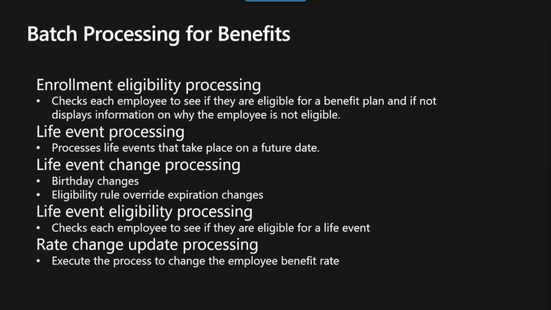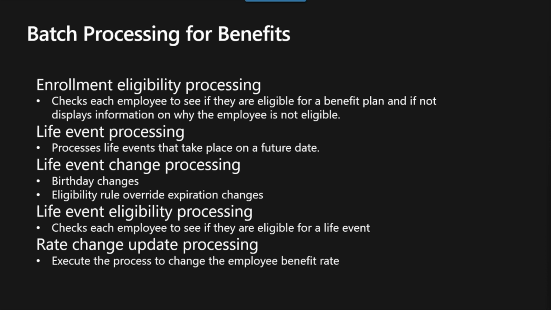There's also a life event change processing job that is used specifically for processing two types of life events. That includes birthday changes and eligibility rule override expiration date changes. Next, we have the life event eligibility processing, which is similar to the enrollment eligibility processing job that we've discussed. However, it determines which life events workers are eligible for as opposed to benefit plans.